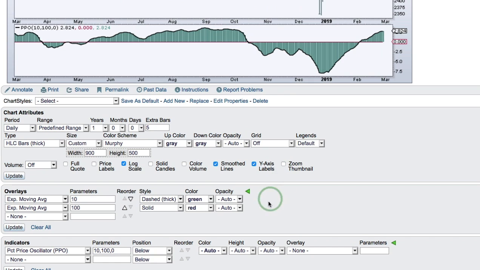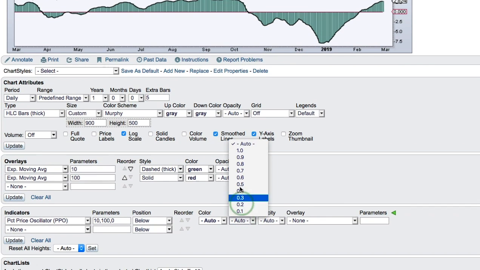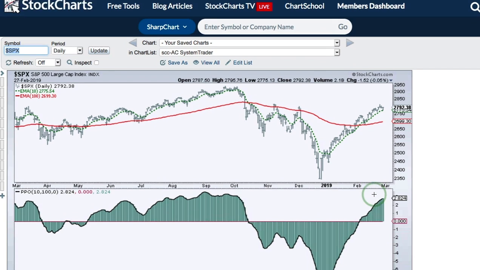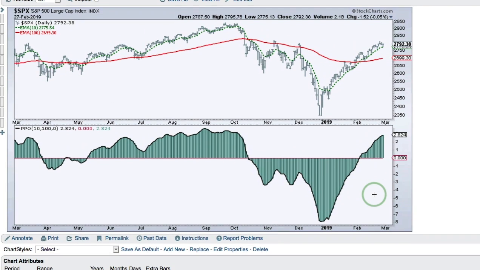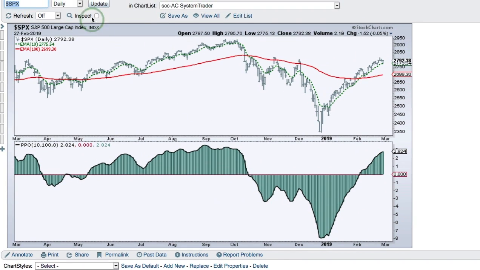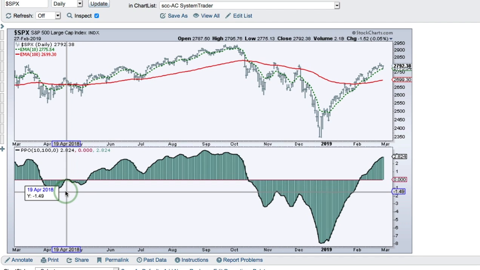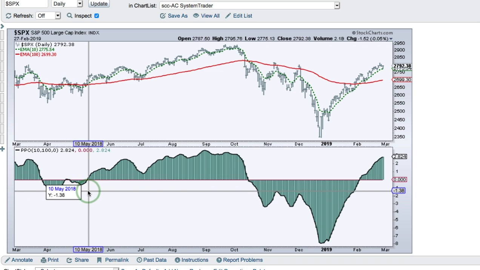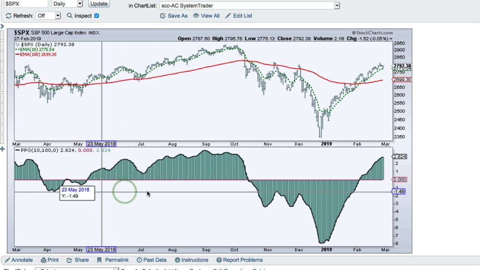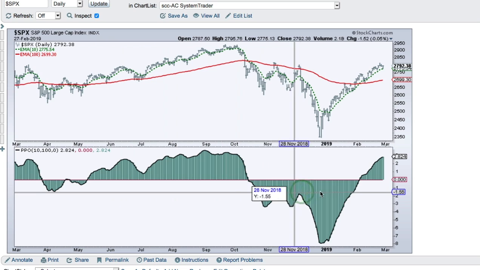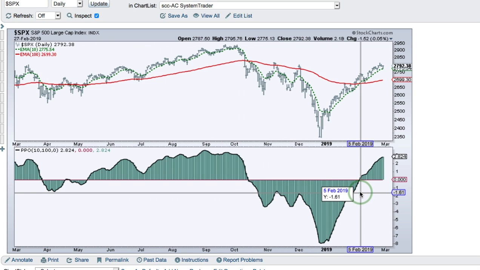And if I want to see more detail in that, I can change the height of this window to 1. So now I'm going to get a big PPO, and I can see quite clearly when the 10-day EMA crosses above the 100-day EMA, because the PPO turns positive, as it did here and also in May. And there it turned negative, and here it turned positive. So that's a good way to track the difference between two EMAs.